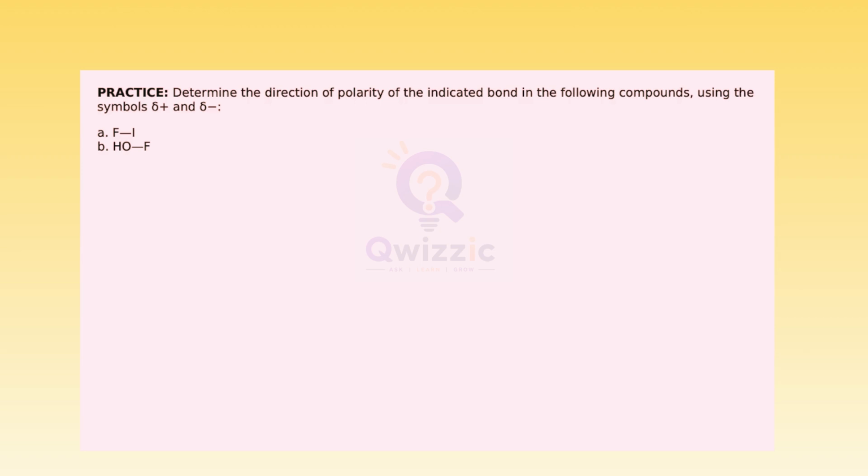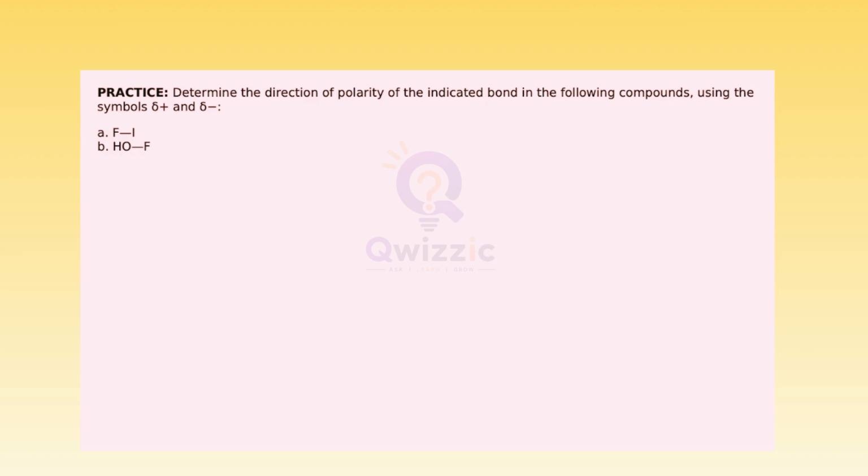Hello everyone, in this video we want to determine the direction of polarity of the indicated bond in the following compounds using the symbols of delta plus and delta minus. The ability of an atom to attract the shared pair of electrons towards itself is what we call electronegativity. Polarity in covalent bonds arises as a difference in electronegativities of the bonded atoms.